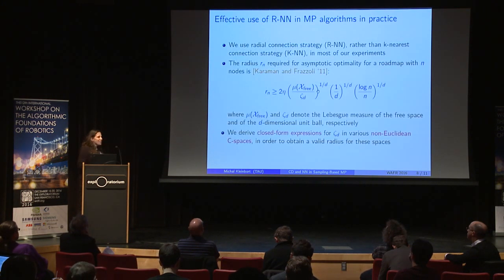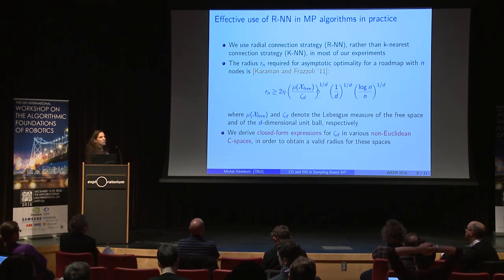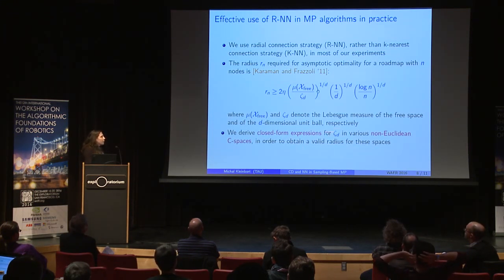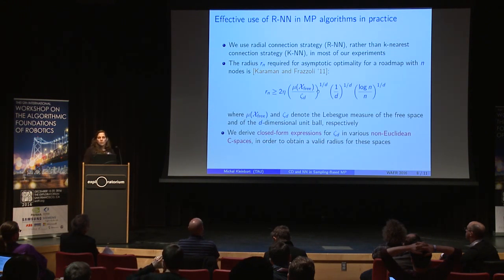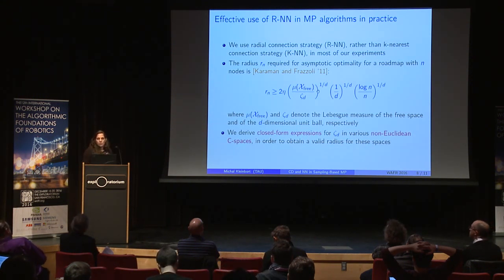Okay, so the last contribution arises from our experiment. Recall that asymptotically optimal algorithms make use of either KNN or RNN queries. And for RNN, the following radius is typically used, where N denotes the size of the roadmap, and zeta_d denotes the volume of the d-dimensional unit ball. In order to obtain a valid radius for non-Euclidean C-spaces, one must supply a correct value for zeta_d in these configuration spaces. In our paper, we derive closed-form expressions for zeta_d in various non-Euclidean C-spaces that are common in motion planning. I would like to mention that we were not able to find such expressions in the literature.